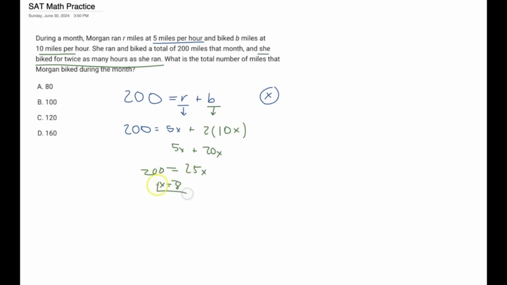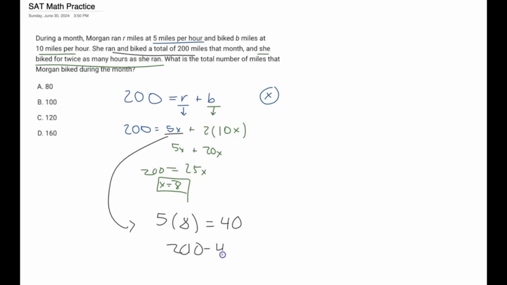So 8 doesn't have a real meaning in this problem, but if we plug this into each of our rates, we can actually find the answer. Now, why? Well, because we can plug this back into the 5x here. So we know that she runs 5 miles per hour. So if she's doing activity for 8 hours, that's going to give us 40 miles. And we know in total, she ran and biked a total of 200 miles. And so 200 minus 40 is 160 miles. And so that is our final answer.